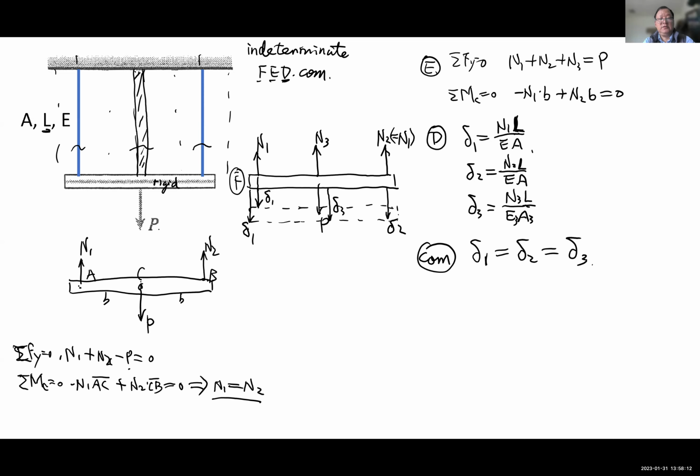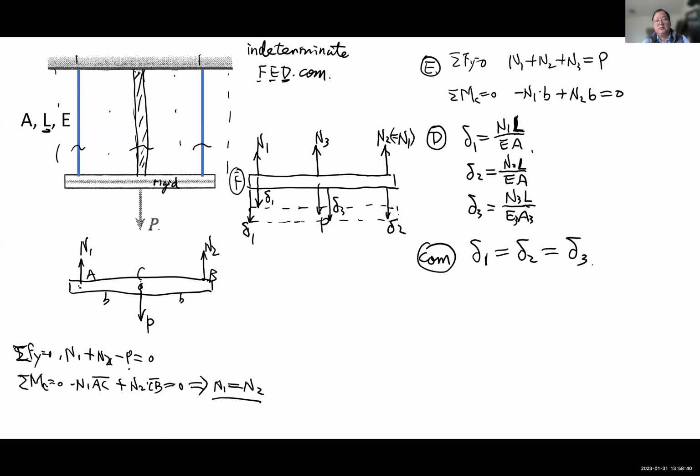That's the compatibility equation. So actually, these are two equations: delta 1 equals delta 2 equals delta 3. Basically, two equations. I can just write it here. Now we have laid out all the equations: the equation of equilibrium, the deformation equation, and the compatibility equation. Now we can combine all those equations, and we should be able to solve.